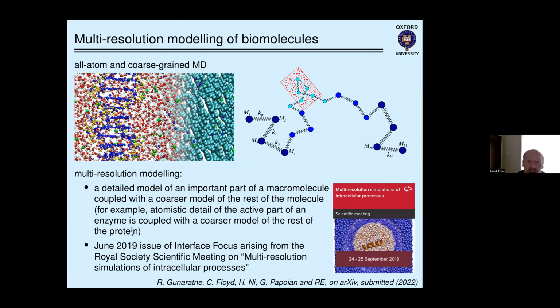just before the pandemic, we organized a Royal Society Kavli meeting, from which there was a special issue on multi-resolution simulation. It was a snapshot of the work before the pandemic from different research groups. You can find it there. What we are currently trying to bring to it is more and more molecular dynamics detail to parts of the biomolecule, to these types of models.